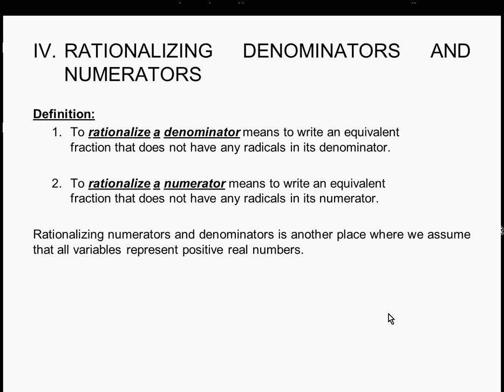Rationalizing numerators and denominators is another place where we assume that all variables represent positive real numbers. Again, it's just to make our life a little bit easier.